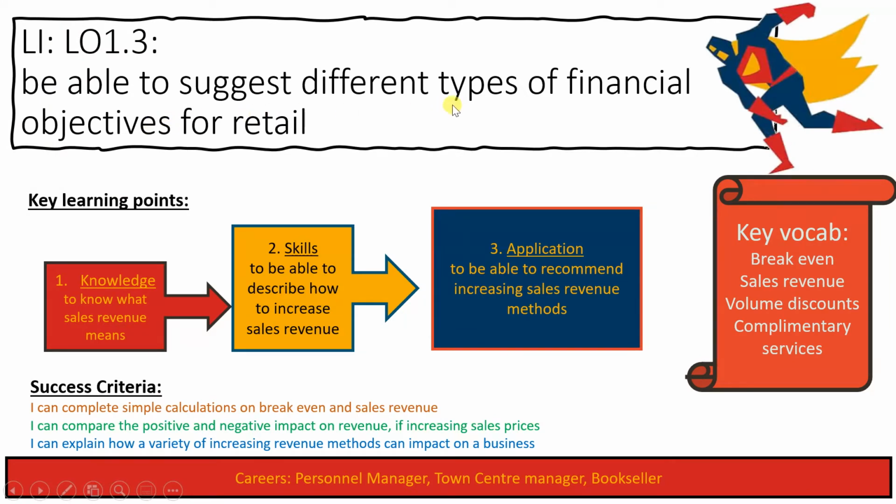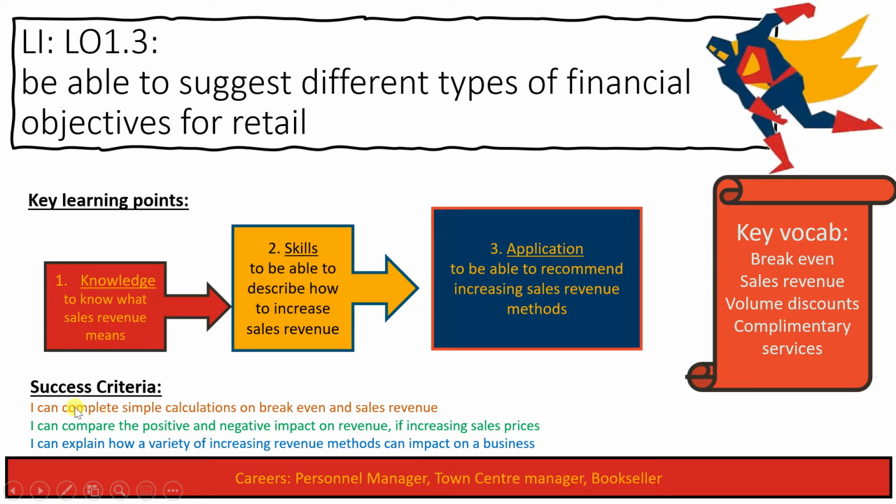The learning intention for 1.3 is to be able to suggest different types of financial objectives for retail. This time around we're looking at sales revenue. So first of all we need to know what sales revenue means. Then we're going to be able to describe how to increase sales revenue and then recommend different methods. The vocabulary for today will be break-even, sales revenue, volume discounts and complementary services.